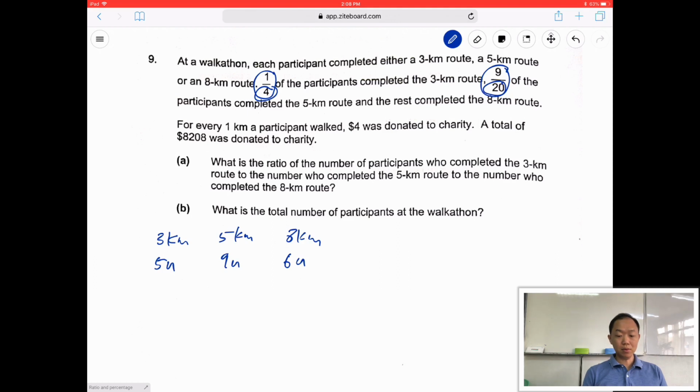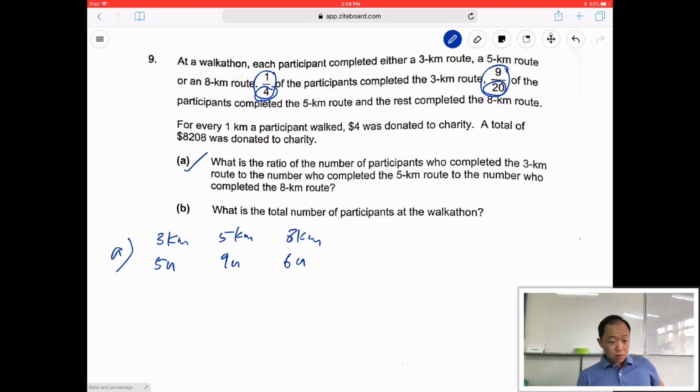What's the ratio of the number of participants for 3 km, 5 km and 8 km? So I actually answered part A. It's 5 to 9 to 6. How did I do that? I converted the denominator to 20. Next, what is the total number of participants at the walkathon?